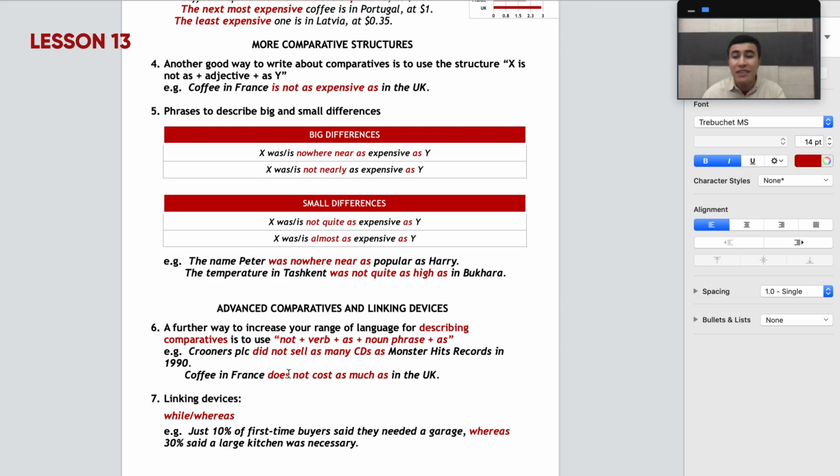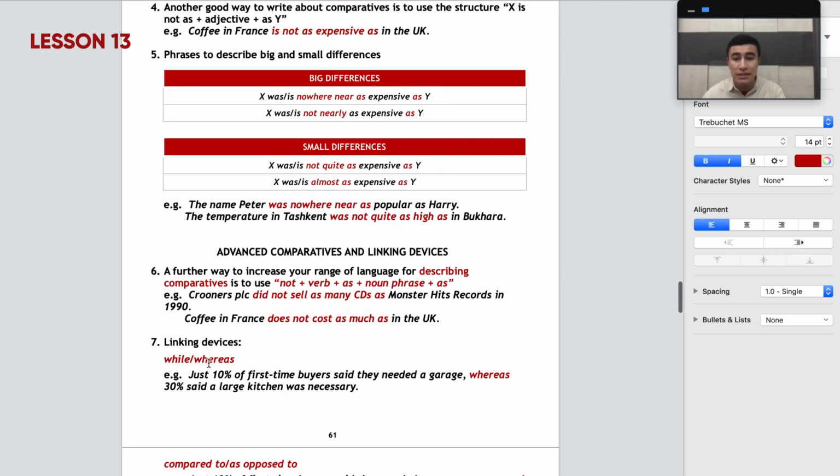Okay, coffee in France doesn't cost as much as in the UK. So as you can see here, okay, doesn't cost as much as in the UK. So make sure that you are going to come up with sentences for each noun phrase you know, and of course it will help you a lot to improve your language. So, linking devices.